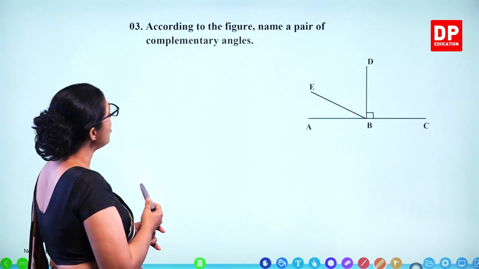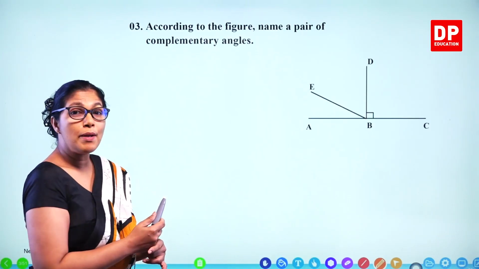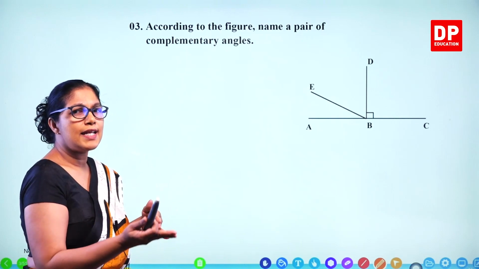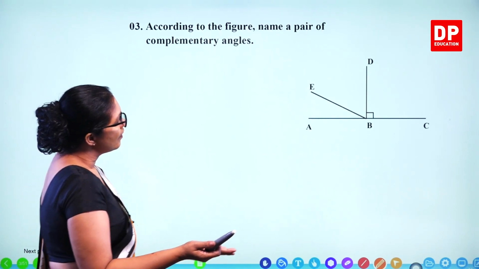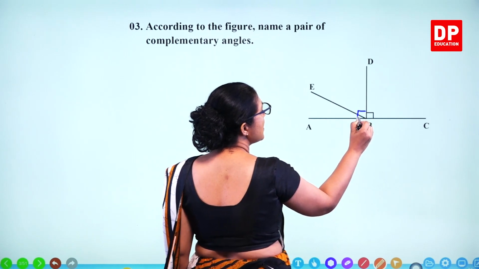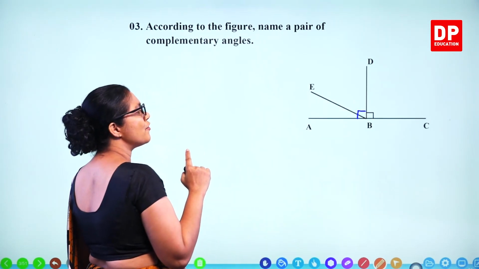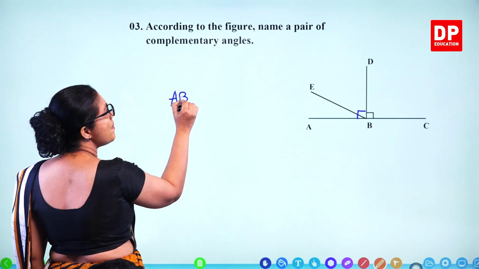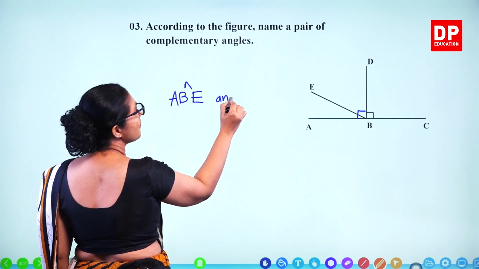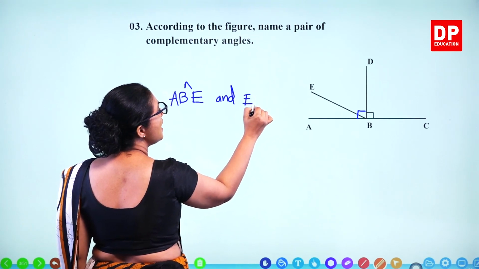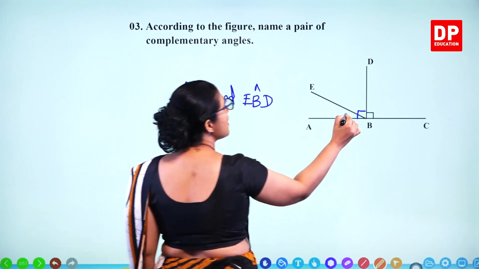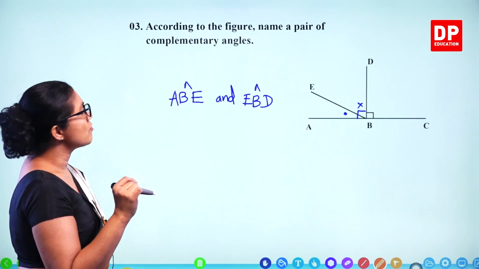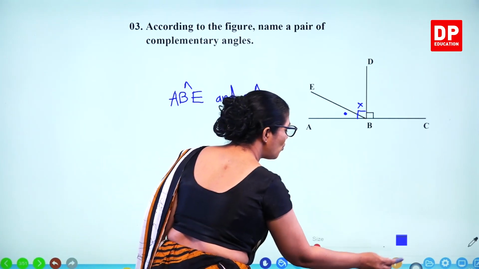Question number 3. According to the figure, name a pair of complementary angles. So what are complementary angles? They add up to 90 degrees, like 80 with 10, 60 with 30. Can you see this is 90? So this means 90 as well. So these 2 are complementary, adding up to 90 degrees. So what are the 2 angles? ABE angle and EBD angle. This angle and this angle add up to 90 degrees. That's called complementary. So you get 2 marks there.